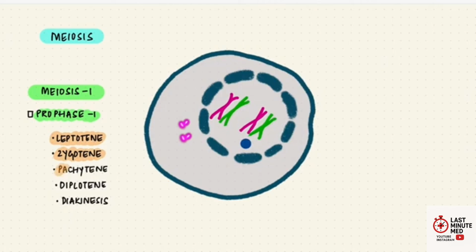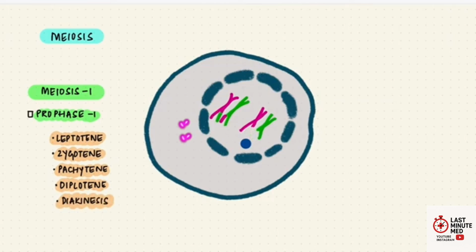Now we move into pachytene, where chromatids from different pairs overlap at different points. So this is how exchange of genetic material happens, and the process is called crossing over. During diplotene, that synaptonemal complex disintegrates, and the points of overlap become adherent, and those are called chiasmata. During the last stage, that's diakinesis, they separate.